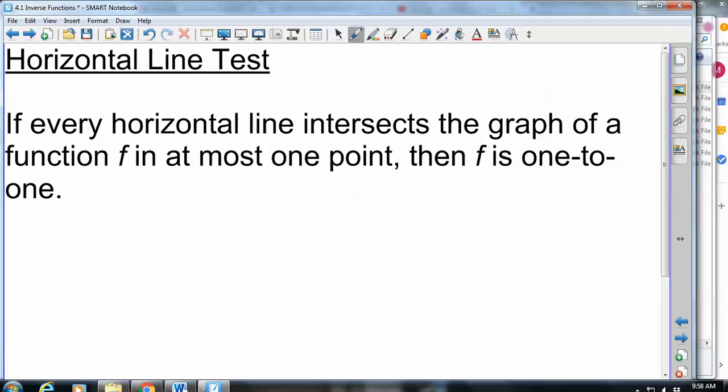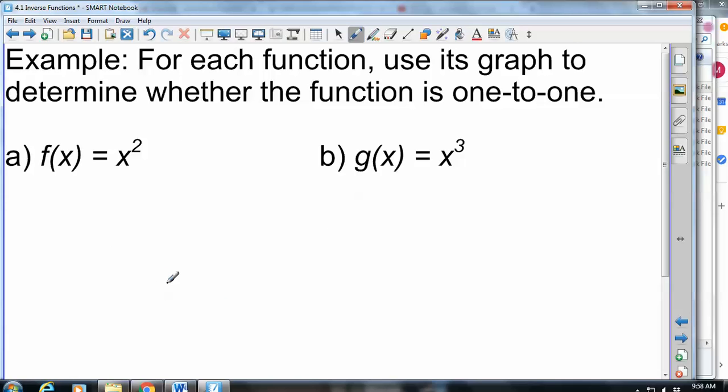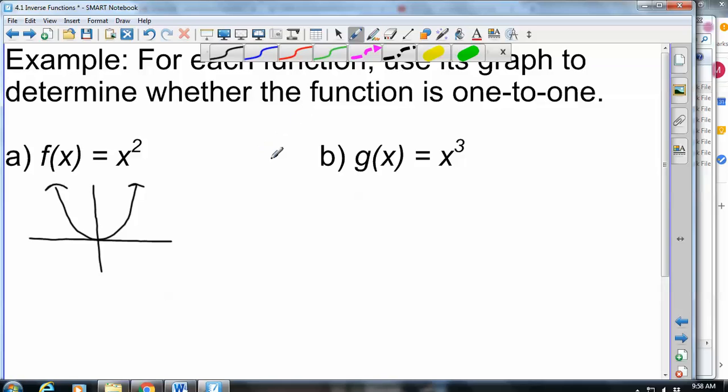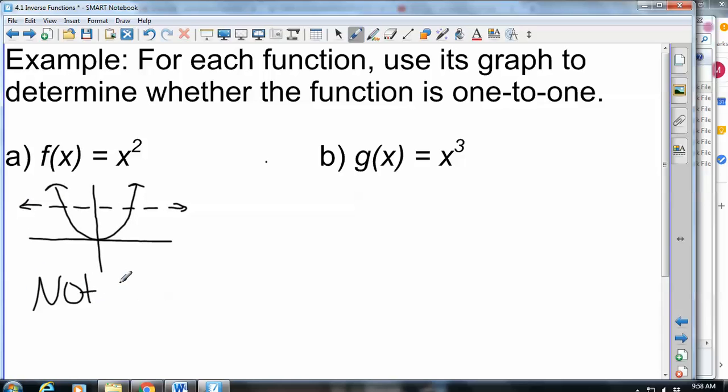So if you can draw a horizontal line anywhere that hits your graph more than once, it would not be a 1 to 1 function. To illustrate this, we're just going to graph a couple and decide if they're 1 to 1. So what does x squared look like? Parabola. Okay, can you draw a horizontal line that hits this more than once? Yes, lots of them in fact. So for instance, if I drew this horizontal line, it touches the graph more than once, so this is not 1 to 1. It fails the horizontal line test.